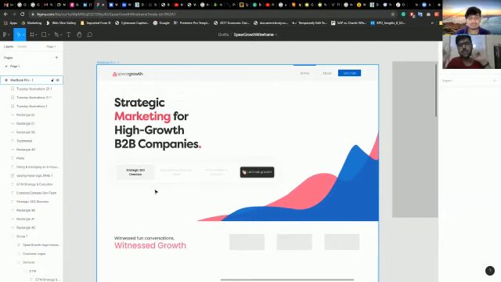But yeah, we have to first figure out whether we're a marketing agency or marketing for B2B companies. These are keywords I would want to rank for, so the H1 should have that, the meta title would have that. When we scroll down, what are some other things?